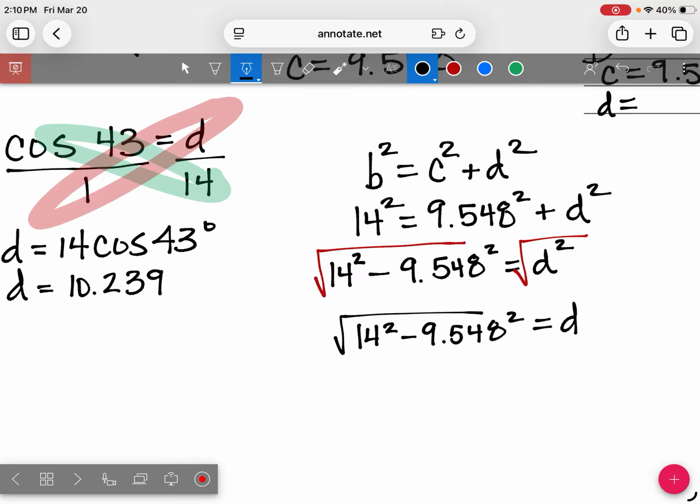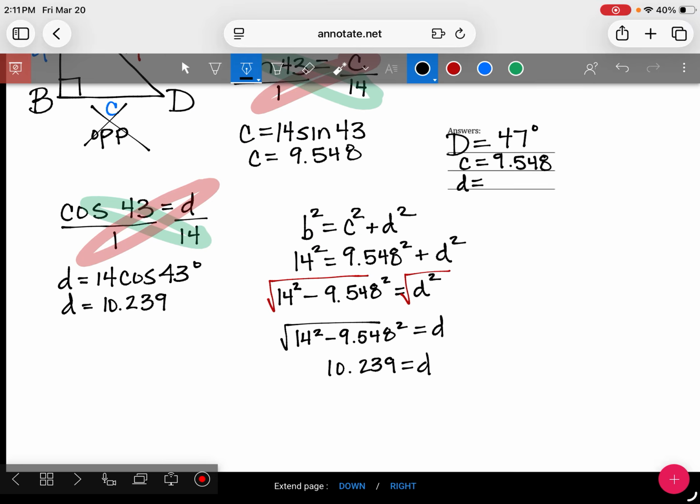You can use whichever way you want. Because when I type that in my calculator, did you all still get 10.239? All right. So use the way you want to use. If it's right, how can I mark it wrong?